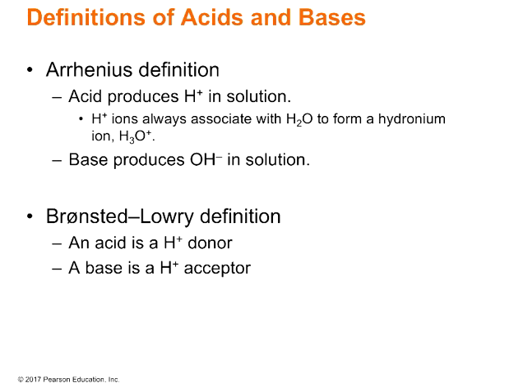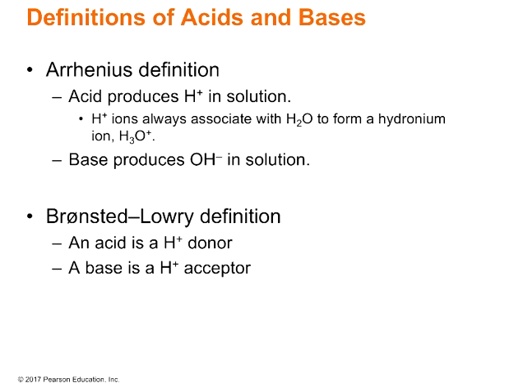All right, now let's talk about some definitions of acids and bases because there are multiple definitions. The Arrhenius definition, to start, tells us that an acid produces hydrogen ions in solution. And those hydrogen ions will associate with water to form what's called a hydronium ion, H3O+. And then the Arrhenius definition also tells us that a base produces hydroxide ions in solution.